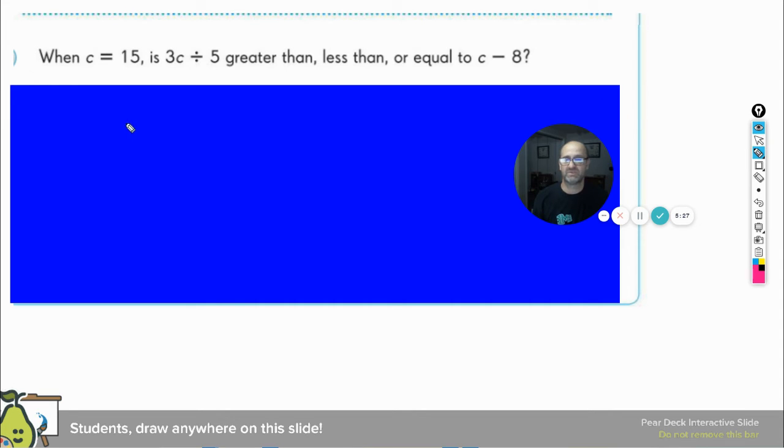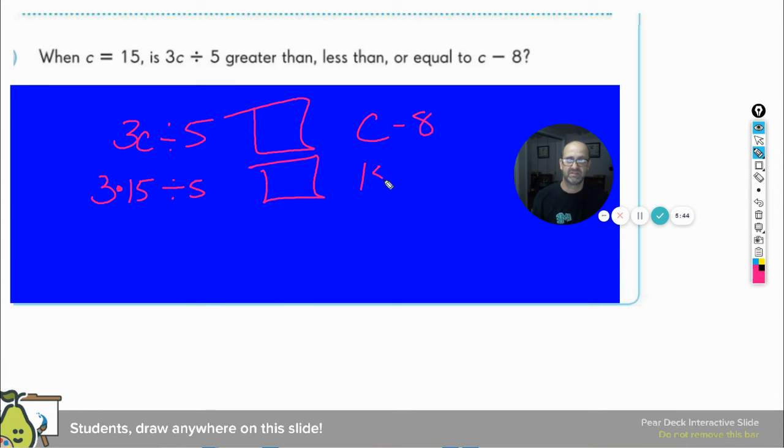So here's what you're doing. 3c divided by 5 or c minus 8. In each of those, you're going to plug in 15. So 3 times 15, and 15 minus 8. 15 minus 8 is going to be a 7. 3 times 15 is 45. 45 divided by 5 is 9. 9 is greater than 7. When c is 15, this is greater than this.